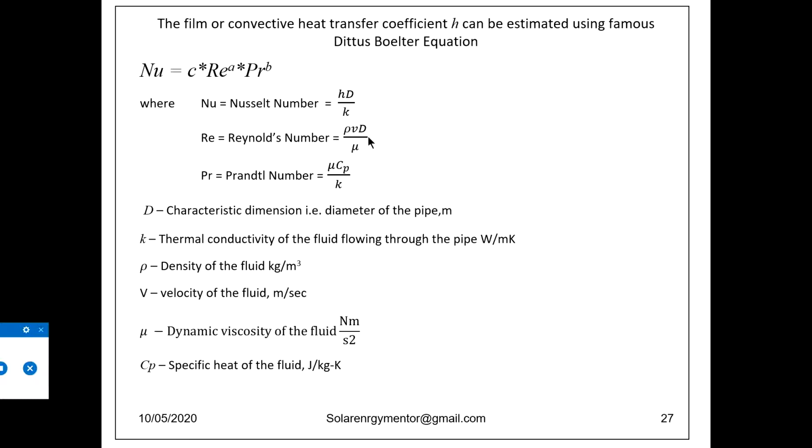In this, generally the Reynolds number is determined and the Prandtl number is determined. So by knowing the Reynolds number and Prandtl number, for a certain situation the values of C, A and B are known. So the only unknown will be the Nusselt number. You evaluate the Nusselt number. In the Nusselt number, the characteristic dimension is known and the thermal conductivity of the fluid is known, so you can calculate h. That's how the convective heat transfer coefficient is generally determined.